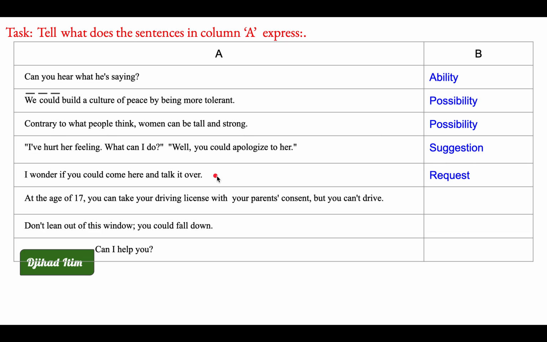This is a request. At the age of 17, you can take your driving license with your parents' consent, but you can't drive. Unfortunately, this is permission. Don't lean out of this window. You could fall down. A warning. Can I help you? This is an offer.